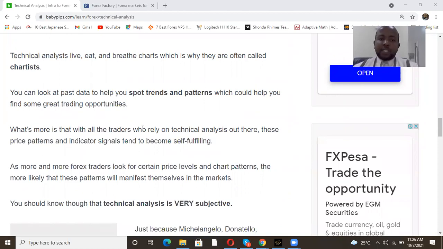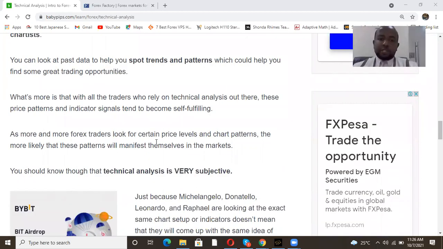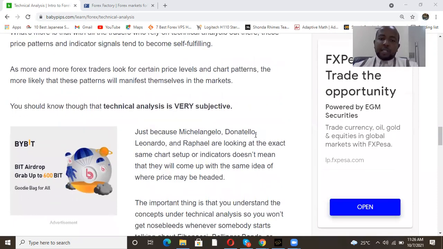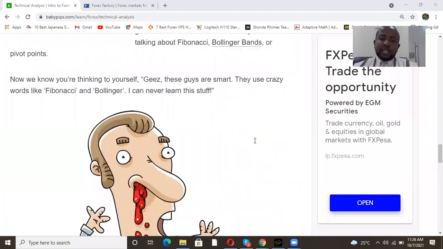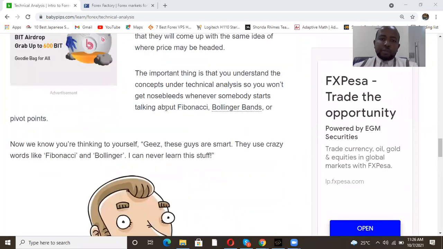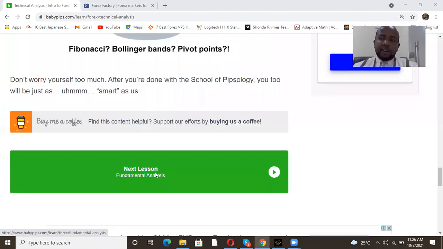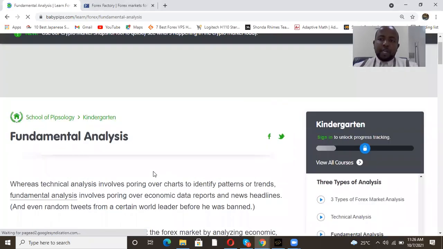What's more is that with traders who rely on technical analysis out there, these price patterns and indicator signals tend to become self-fulfilling. As more and more Forex traders look for certain price levels and chart patterns, the more likely it is that these patterns will manifest themselves in the market. You should know that technical analysis is very subjective. Just because someone is looking at this indicator doesn't mean price is going to move in that direction. You learn more things to do with Fibonacci, Bollinger Bands, and so forth. So that is technical analysis, the study of price action, rhythm, flow, and spotting patterns and trends.